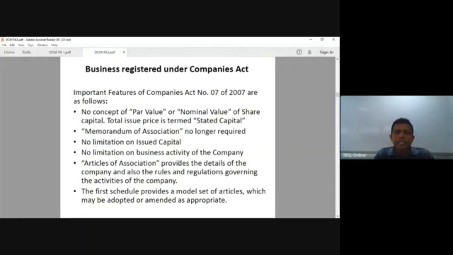Now the capital is known as stated capital. Previously there was a concept called par value, nominal value. Those have been eliminated from the new Company Act. Then the memorandum of association is no longer required. There were two sets of memorandums: memorandum of association and articles of association, right? Now the compulsory requirement to have a memorandum of association is no more there, because under the memorandum of association the company's objective was stated.